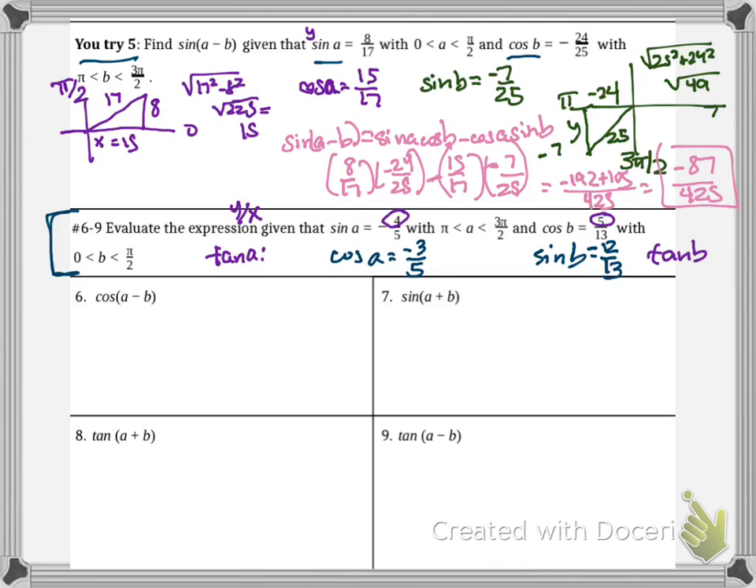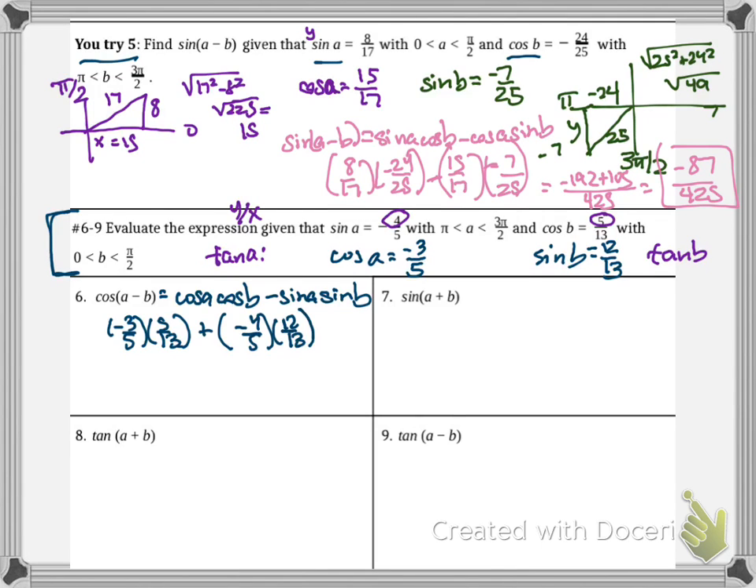So cosine of A minus B, if you want to write that, that's cosine of A times cosine of B minus sine of A sine of B. This ends up being negative 3 over 5 times 5 over 13 plus negative 4 over 5 times 12 over 13. And then this becomes negative 15 minus 48 over 65, which is negative 63 over 65.